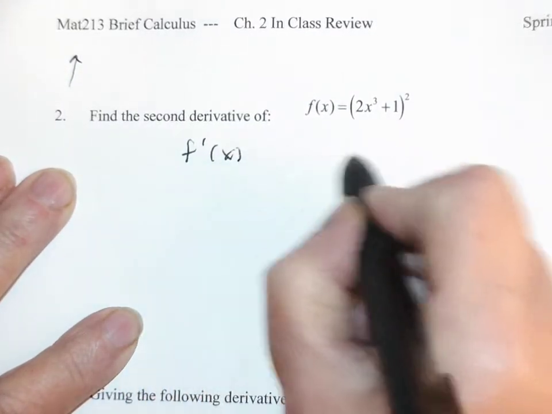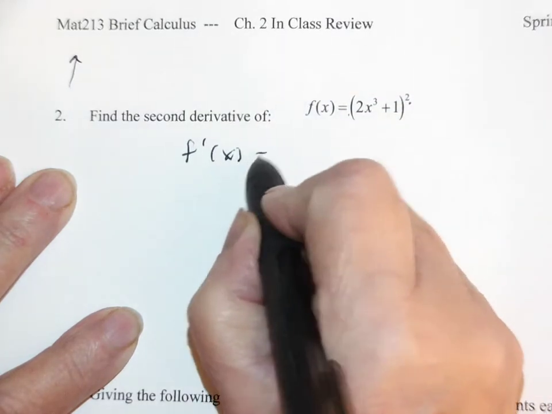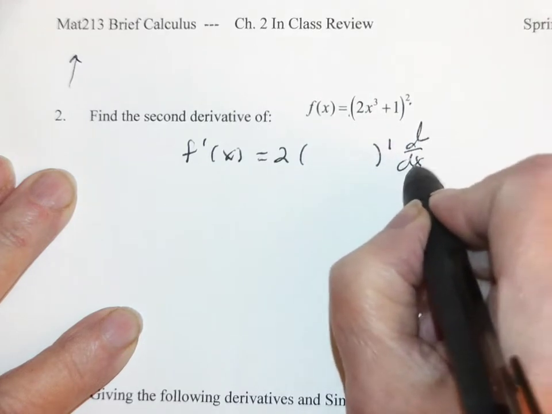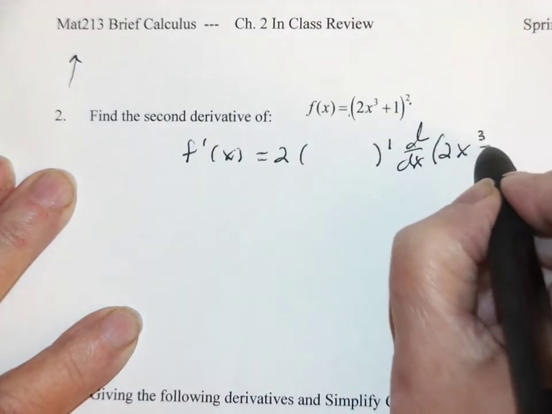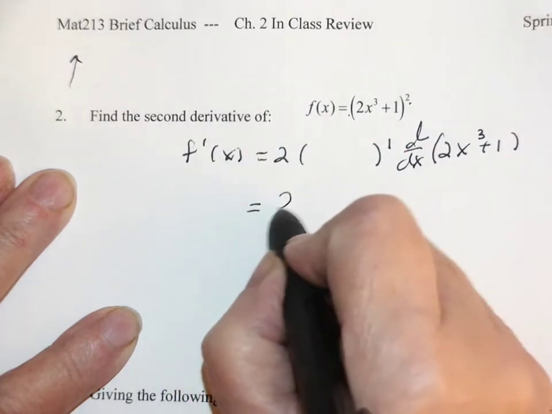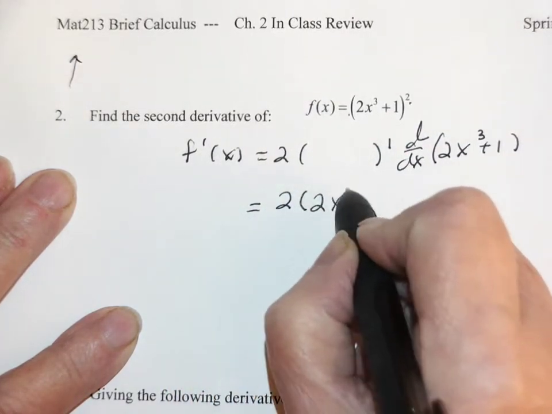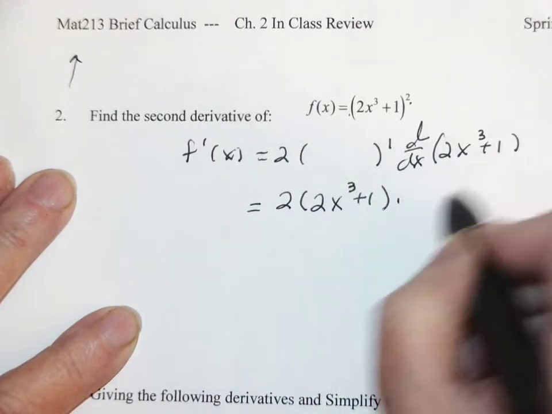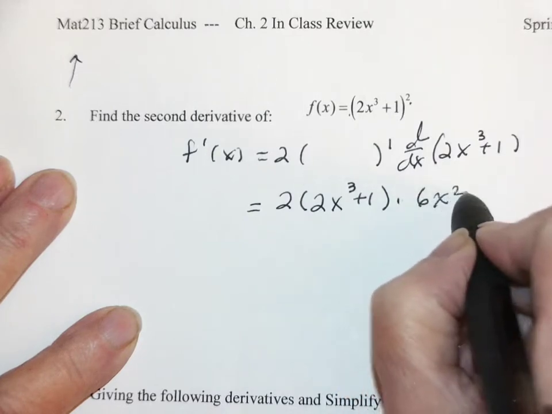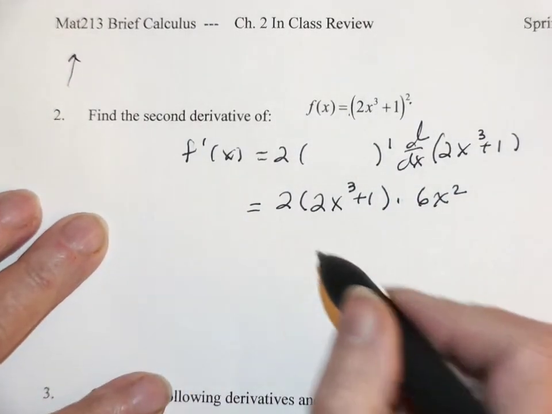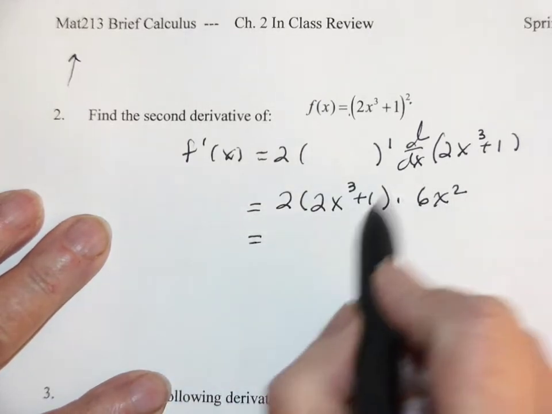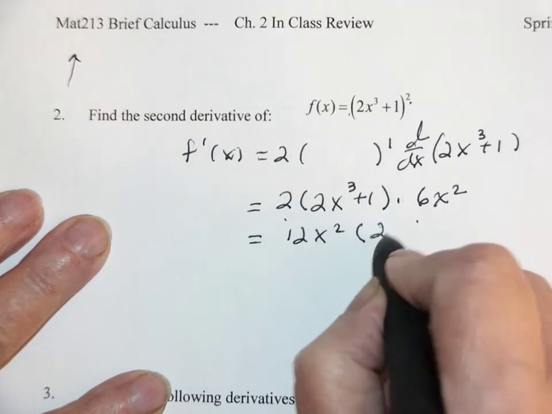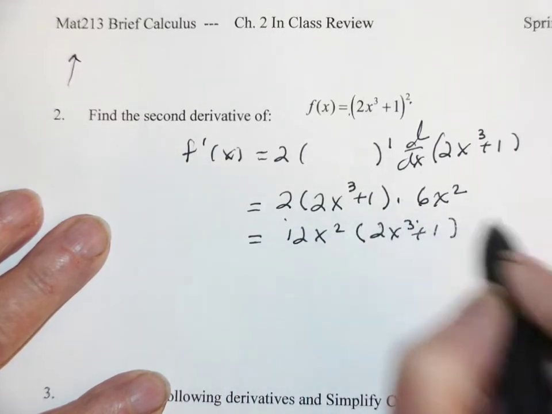F prime is going to be 2 times the blob to the 1, times the derivative of the blob, which is 2x cubed plus 1, times the derivative of the blob, which is just 6x squared. Now this is one time that you do have to simplify to make your life easier. 2 times 6 is 12, x squared times 2x cubed plus 1.